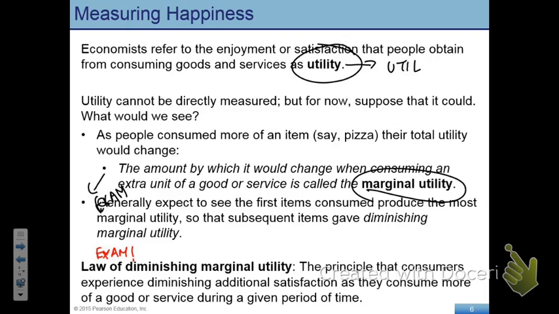Does it make sense? What I just talked about is something that you have seen before, but you saw it in a slightly different way. In a couple of chapters before, we looked at this idea called law of demand, which said that as the price goes down, people buy more. Right? That was the idea of law of demand.